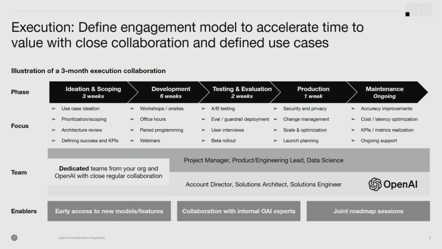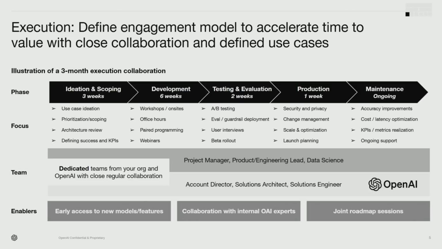And just to illustrate this a little bit with an example, this is how we've seen the use case journey play out. So this is illustrative of a 3-month type of example of a use case, but when you've identified that 1 to 2 use cases that you want to tackle, first and foremost, you have to ideate upon that, do some initial scoping, do some architecture review to understand how AI is going to fit into your current stack, and then really clearly define what the success metrics and KPIs are.